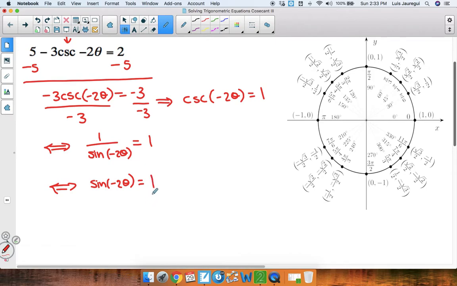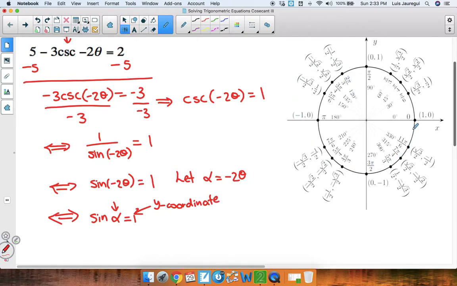Now at this stage, let's go ahead and introduce a new variable alpha. So let alpha be equal to negative 2 times theta. Hence, this equation becomes sine of alpha is equal to 1. So we want all the angles alpha such that they have a y-coordinate corresponding to it of 1. To figure out what those angles are, let's go ahead and take a look at the unit circle.